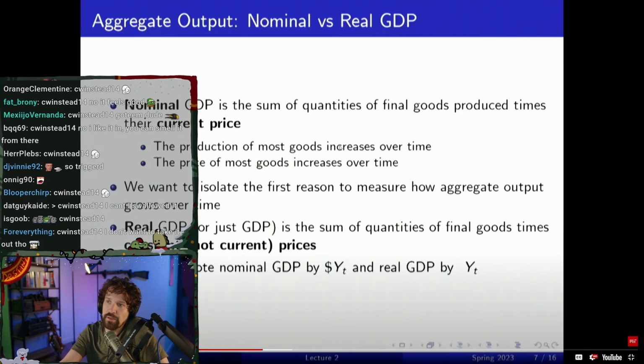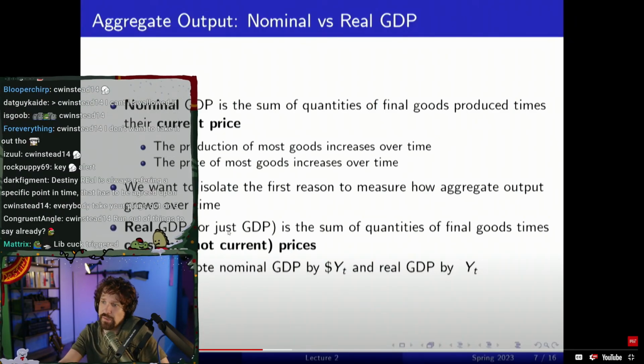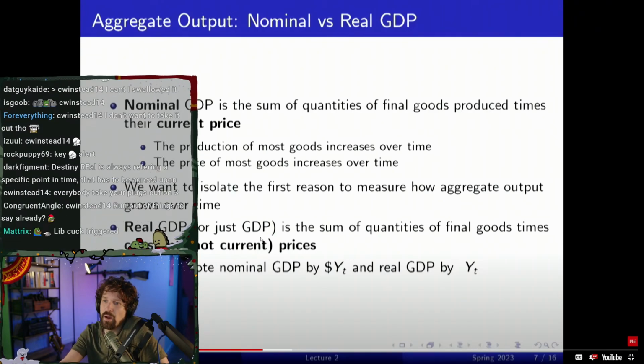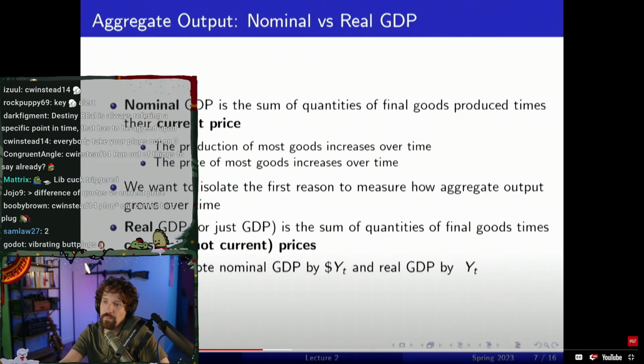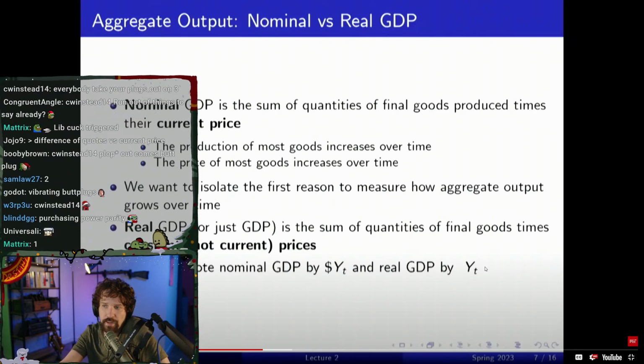The production of most goods increases over time. The price of most goods increases over time. We want to isolate the first reason to measure how aggregate output grows over time. Real GDP, or just GDP, is the sum of quantities of final goods times constant, not current prices. We will denote nominal GDP by dollar sign Y sub T and real GDP by Y sub T.